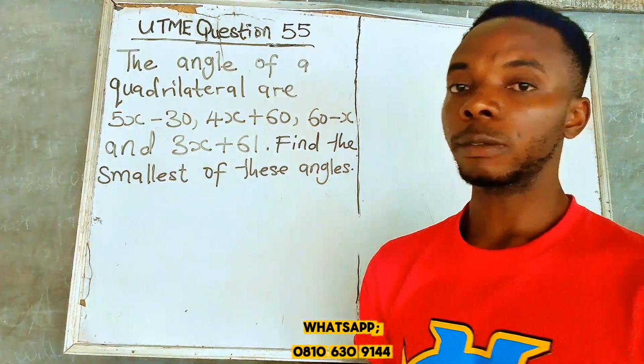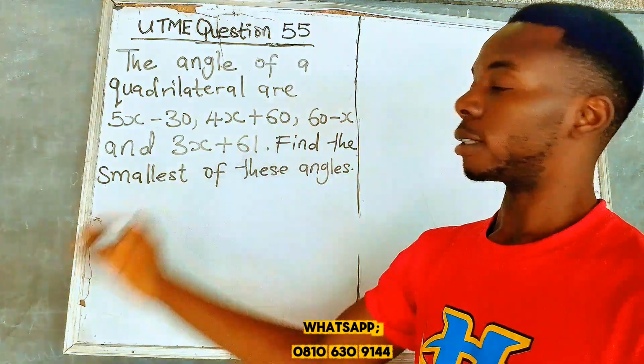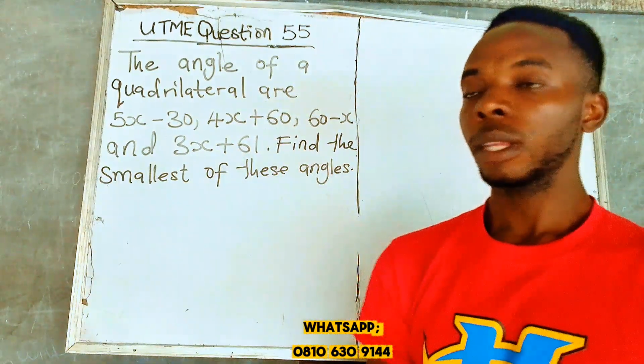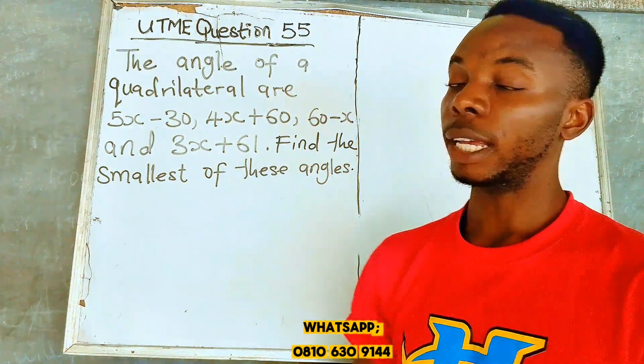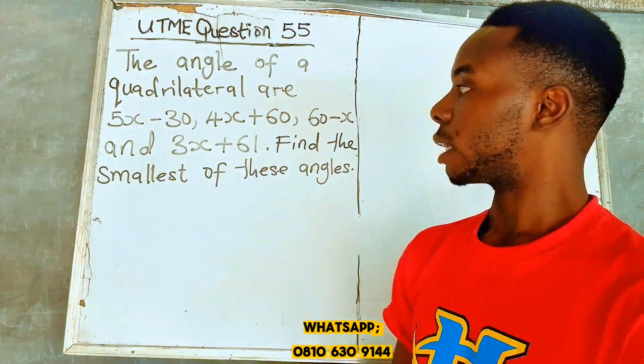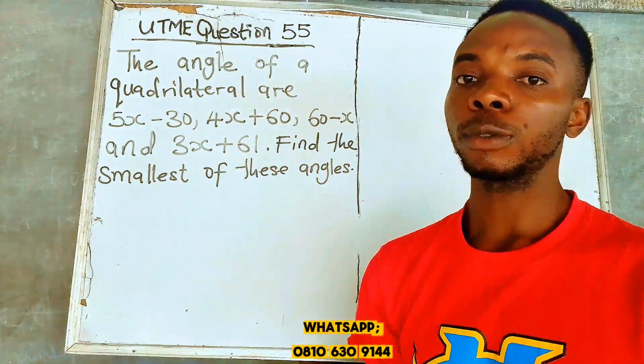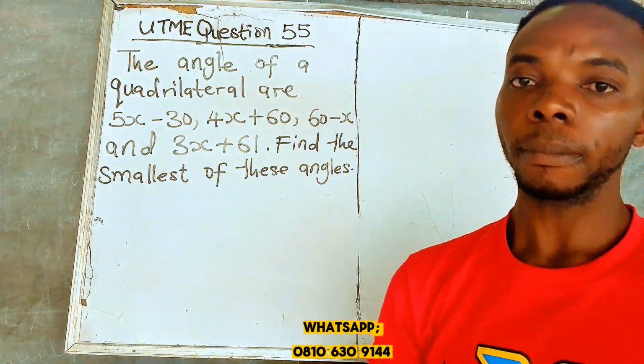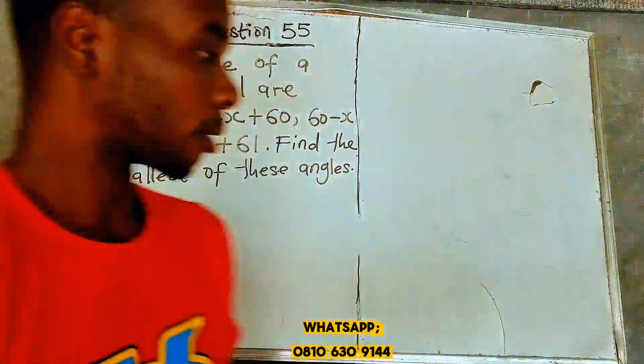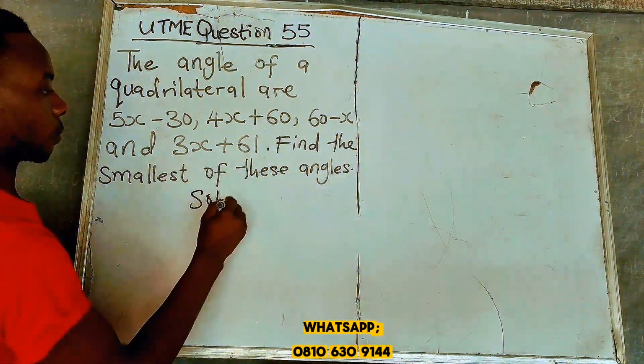Now, what should you do? First of all, you add everything and then equate it to 360. After equating it to 360, you find x. After finding x, you substitute it into each of them to find out which one is the smallest among them. That's it. It's as simple as that. So let's move forward.